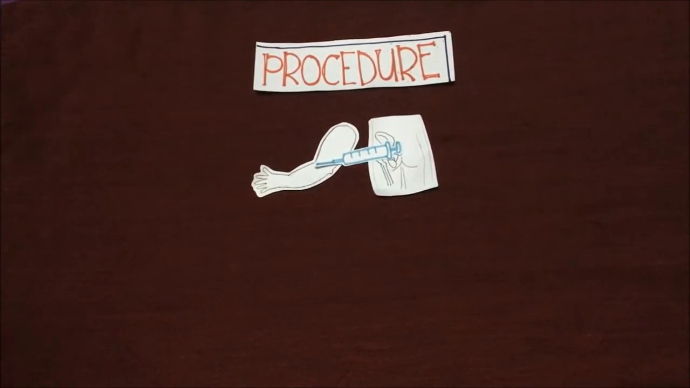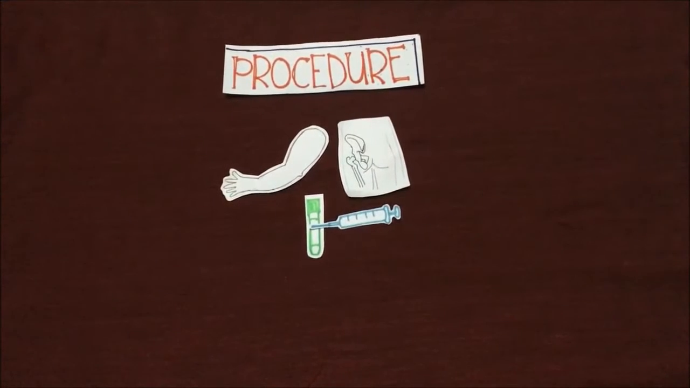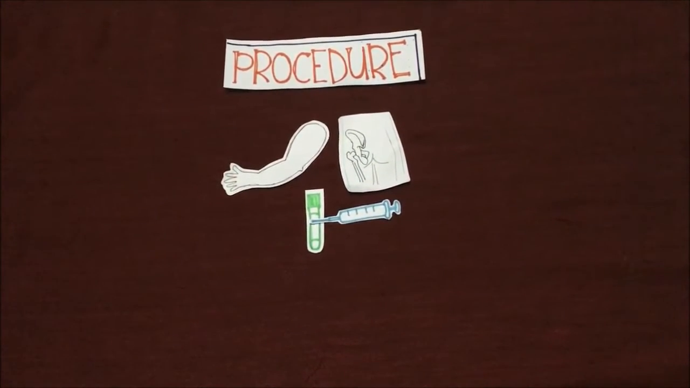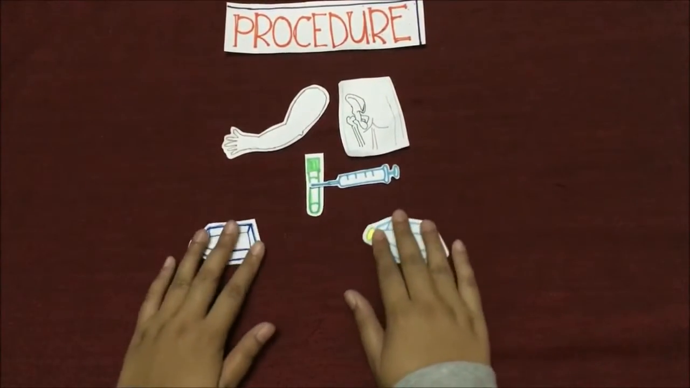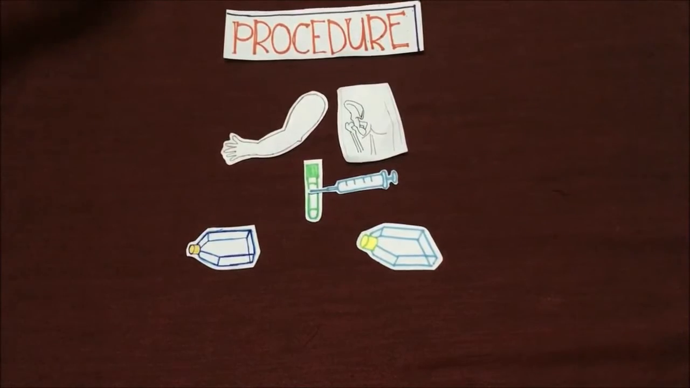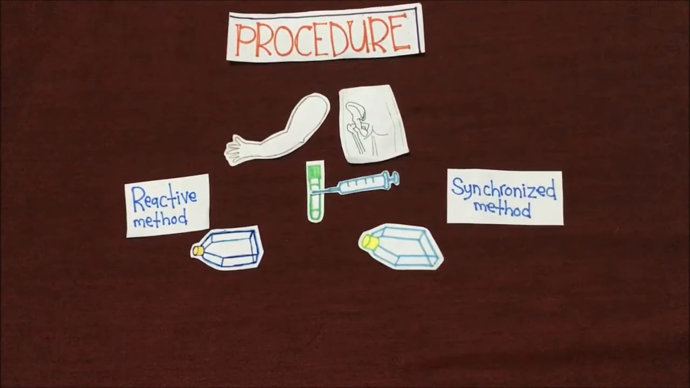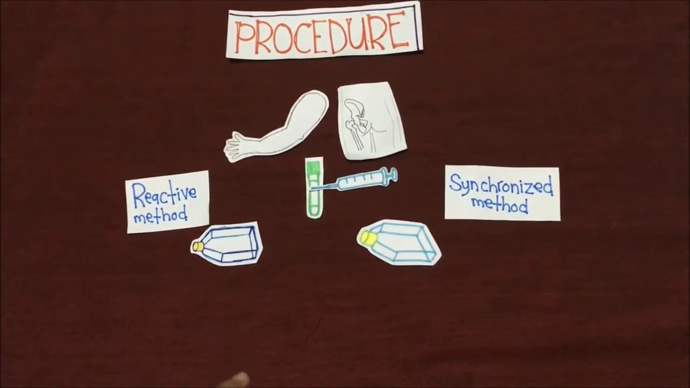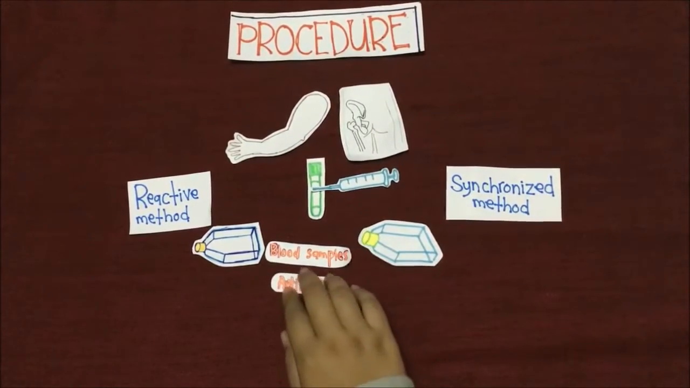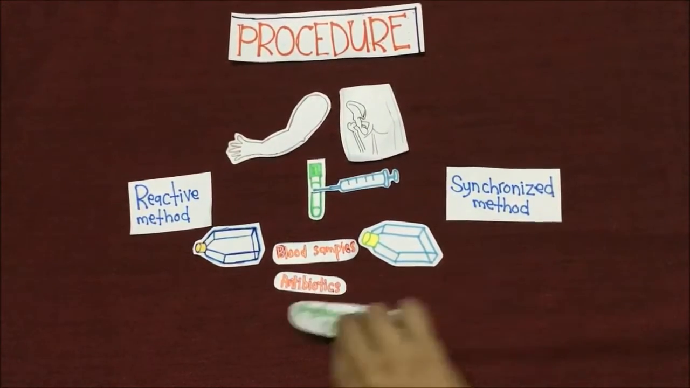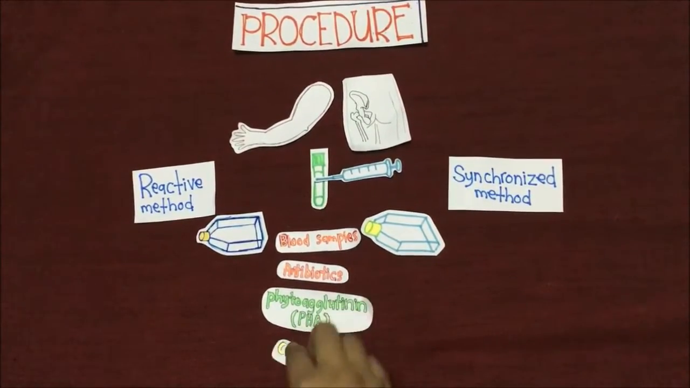Which one is suitable? After that, we're going to take the samples and put them into heparin tubes to prevent blood clotting. Then we're going to put the samples into two flask tubes. The first one is for the reactive method, and the second one is for the synchronized method. Both flasks will have the same blood samples, antibiotics to prevent contamination, PHA or phytohemagglutinin, and as well as colcemid.